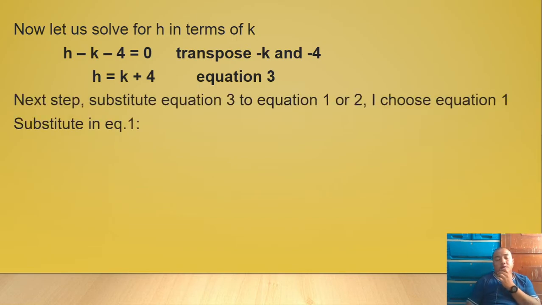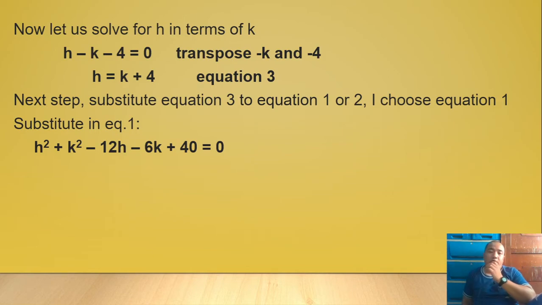Next step, so we're going to substitute equation 3 into equation 1 or 2. So this time I will choose equation 1. H squared plus k squared minus 12h minus 6k plus 40 equals 0.